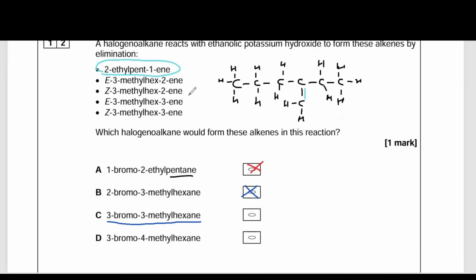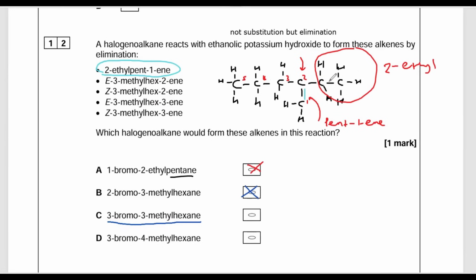And we're going to number this as pent, right? So we want to number that 1, 2, 3, 4, 5. But if I number it this way, no. Sorry, I've got to number it the other way because that wouldn't make sense. Right. Let's number it this way. 1, 2, 3, 4, 5. So that's pent-1-ene, right? The double bond is on the first carbon, so pent-1-ene. And then where is the ethyl group? 2-ethyl pent-1-ene. So that's how we get that one as well. So these are all part of your elimination.